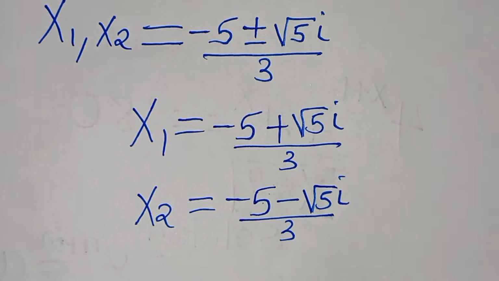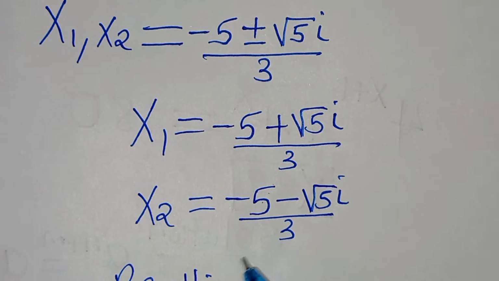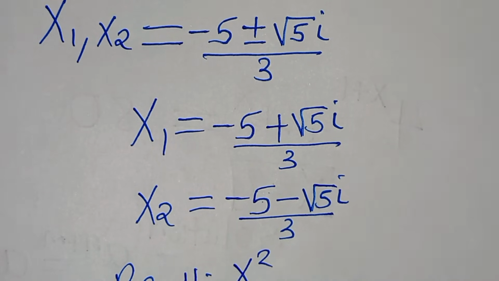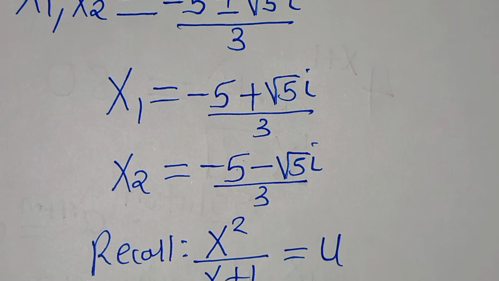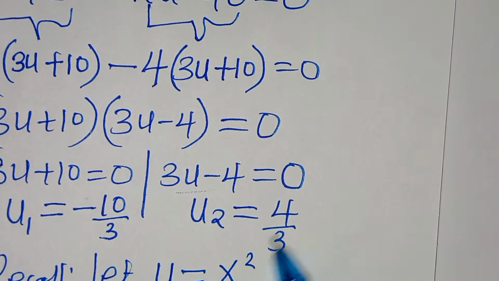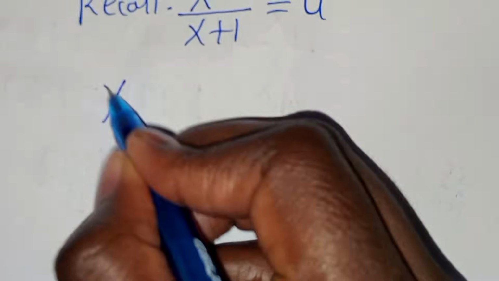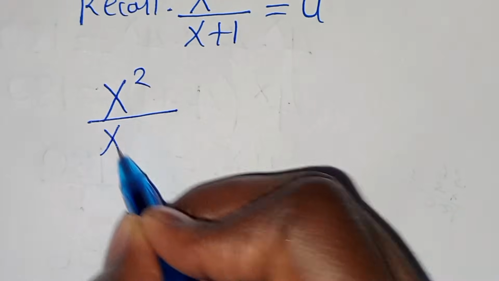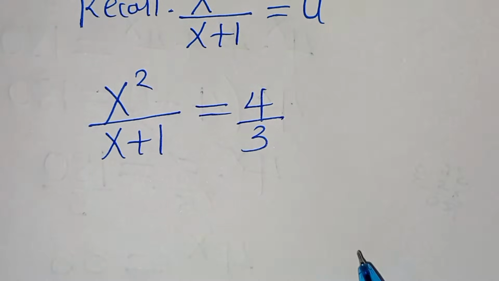Now let's proceed. If you recall again here, we had x squared divided by x plus 1. This is equal to u. So let's proceed with u2. Remember, u2 here is equal to 4 over 3. So this implies that we have x squared divided by x plus 1. This is equal to 4 over 3.